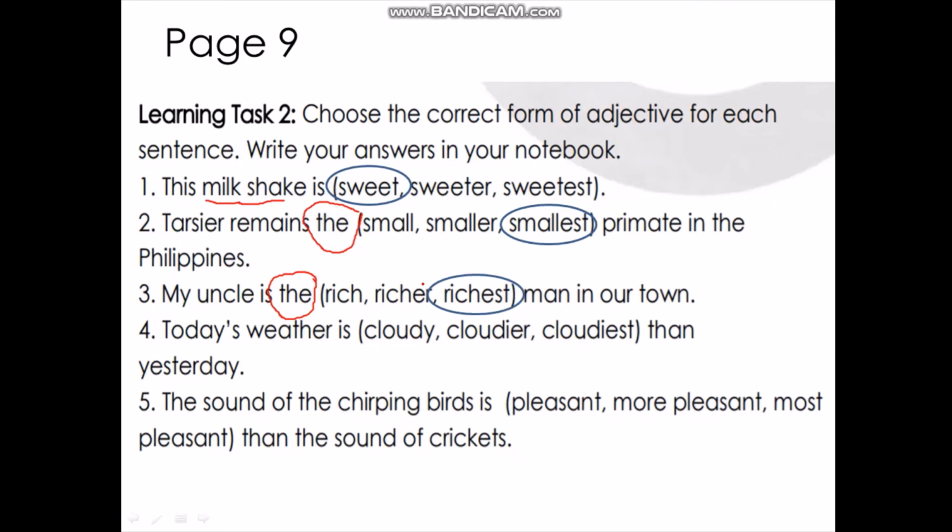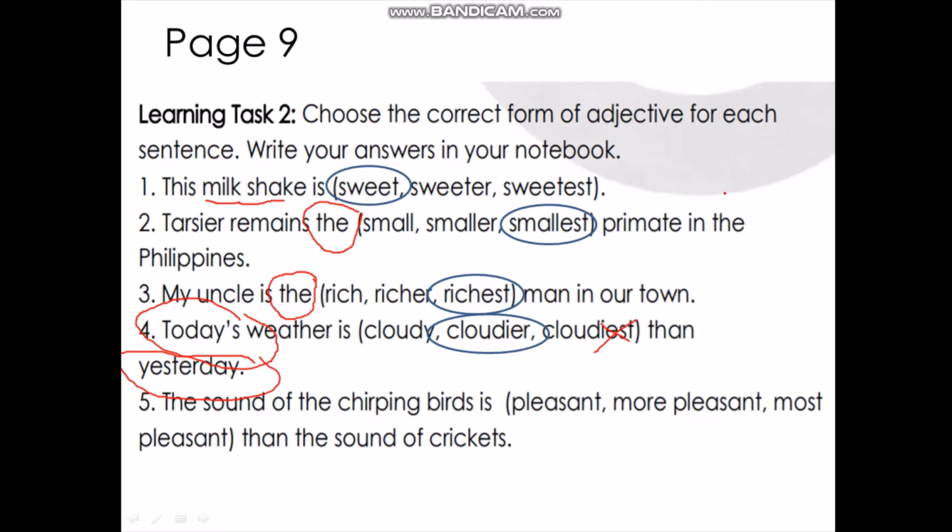Number 4, the correct answer is cloudier. So why is it ier, not iest? Simply because it was comparing today and yesterday. So it means that it was comparing two things only. So we need to put ier instead of iest.